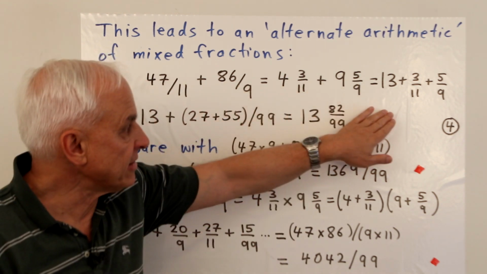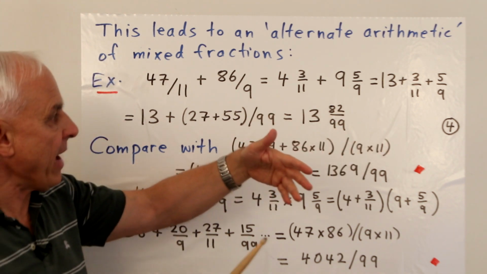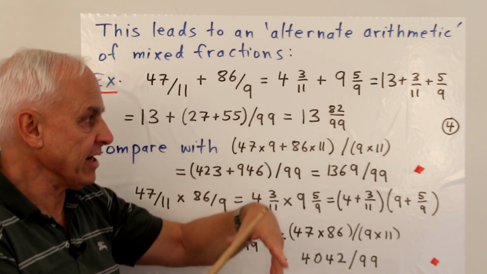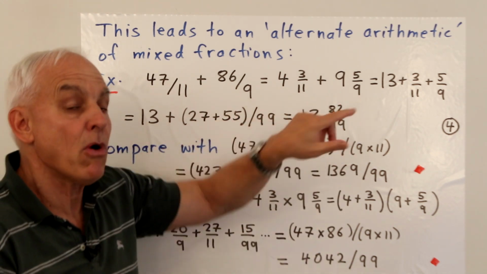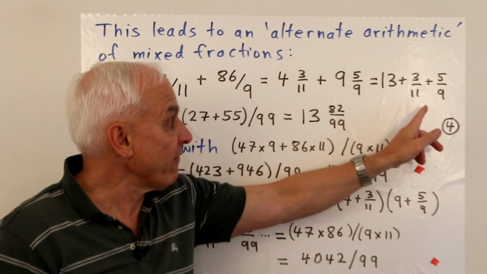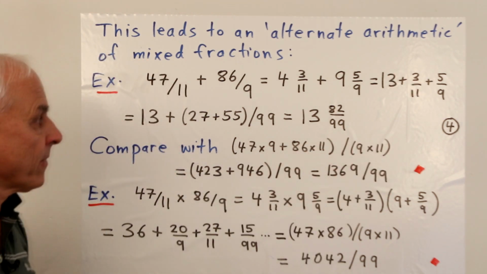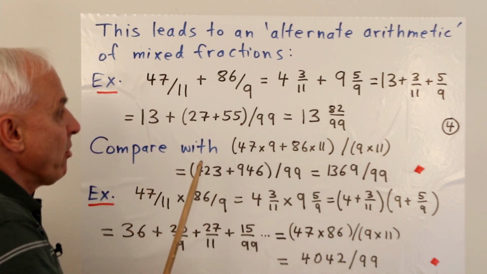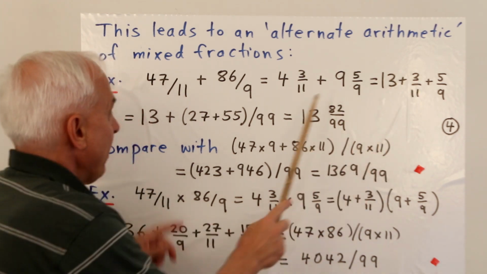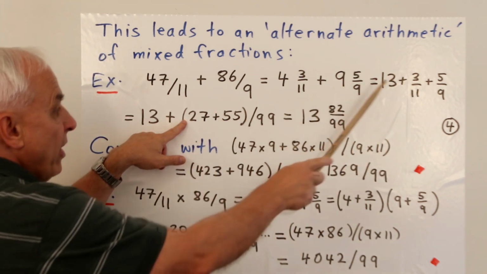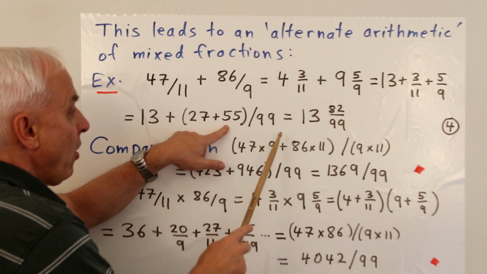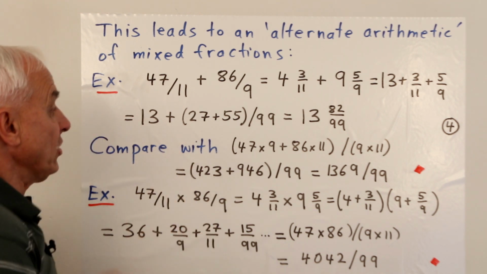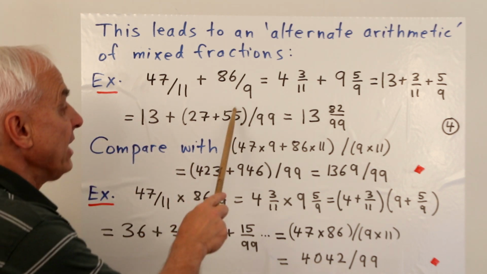Now, if we want to add these things, we can then add the natural number parts separately. So the 4 plus 9 is 13. And then we have these two smaller fractions to add, 3 over 11 plus 5 over 9. And that's pleasant because these are just smaller numbers involved, and so the arithmetic is more manageable. If we want to add these two things, we have 3 times 9, which is 27, plus 11 times 5, which is 55, all over the product 99. And this here is 82, so we get 13 plus 82 over 99.